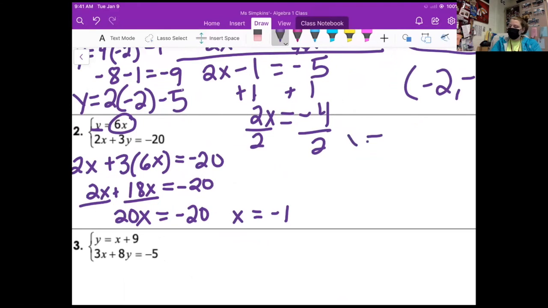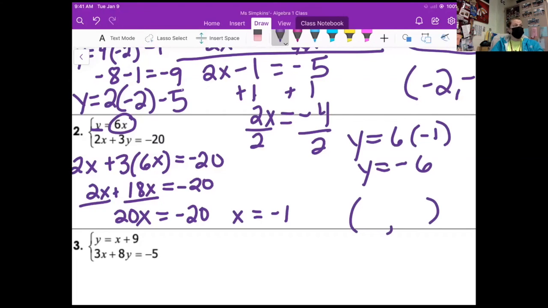So we're going to replace x with -1 in that first equation. So y equals -6. So it would be 6 times negative 1. Good question. When we write a point, which value would come first? The x. So it'd be -1, -6 would be the answer. That's how I would prefer you to write your answer as a coordinate. And now I want you to graph it.